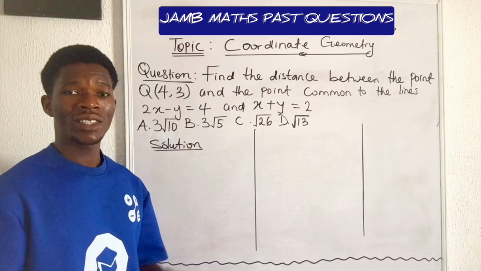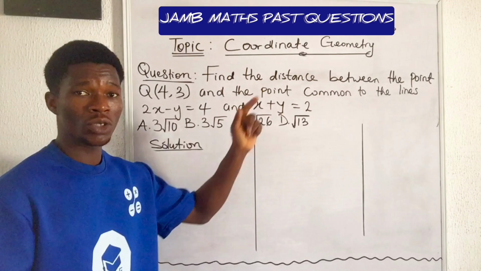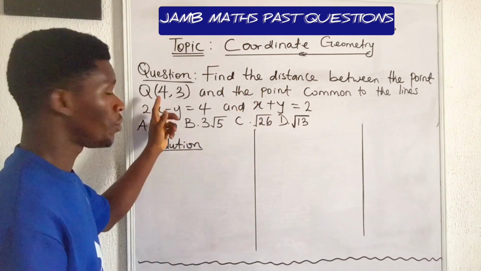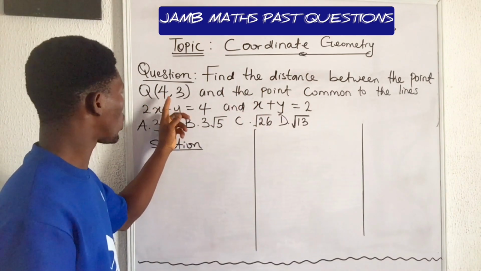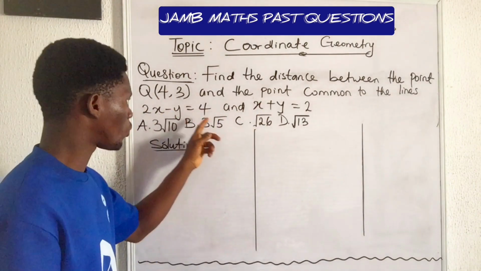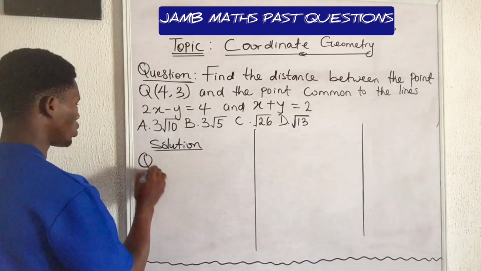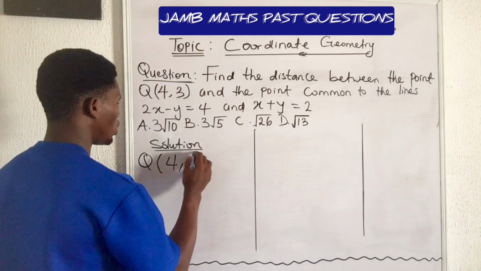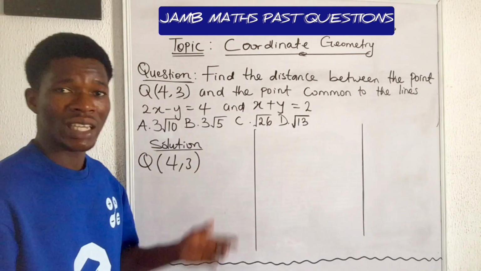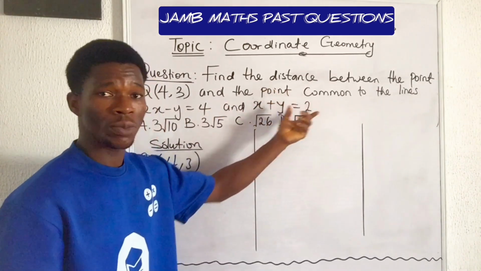Welcome back. Now let's look into the question. The question says find the distance between the point Q, whose coordinate is (4, 3), and the point common to the lines 2x minus y equals 4 and x plus y equals 2. Now we are given this point Q, which is (4, 3). Then you have to find the distance between another point, which is the point of intersection between these two lines.